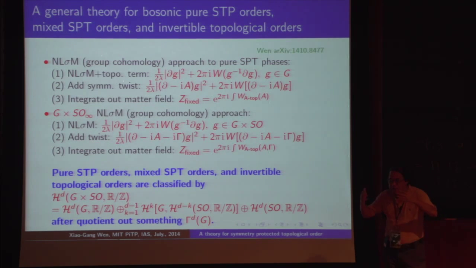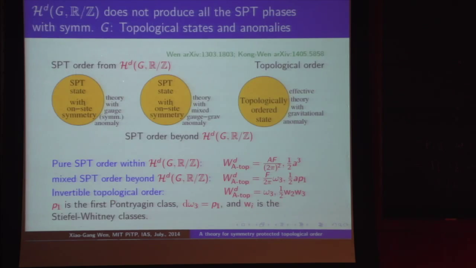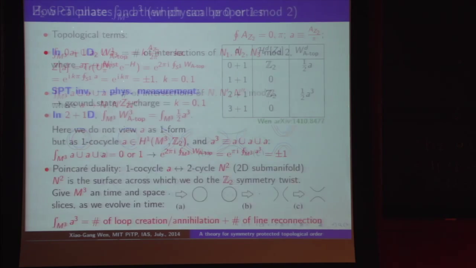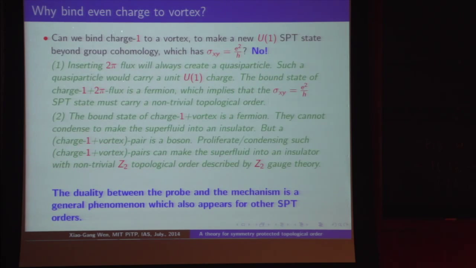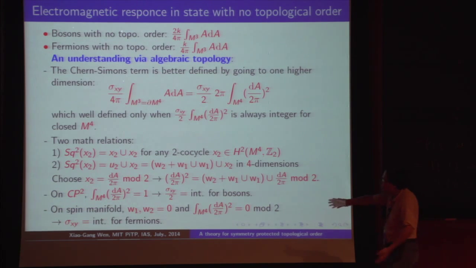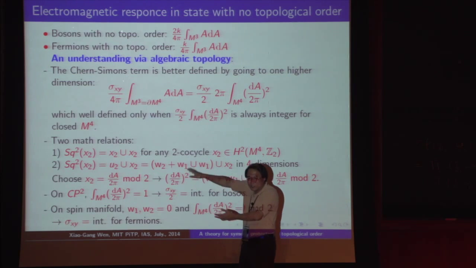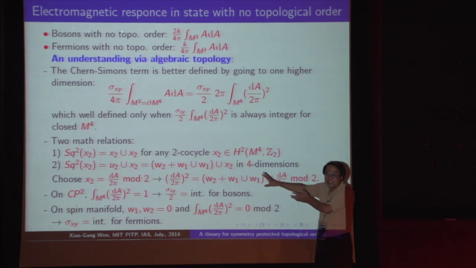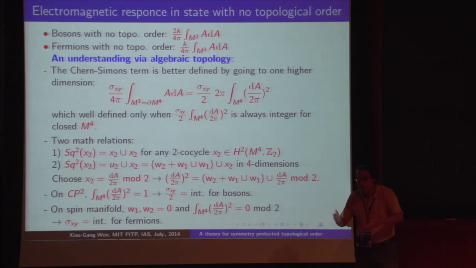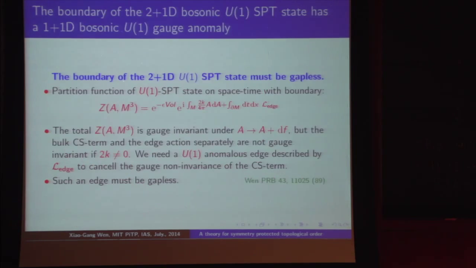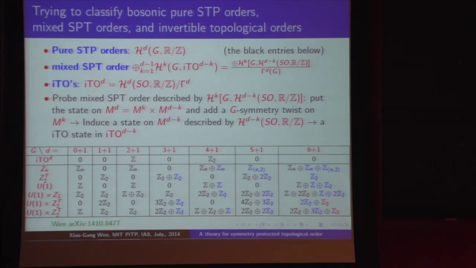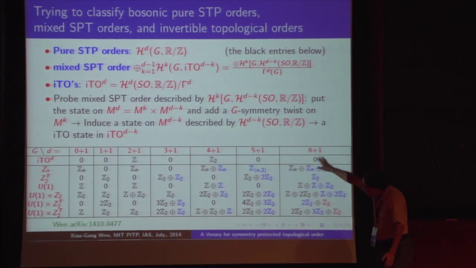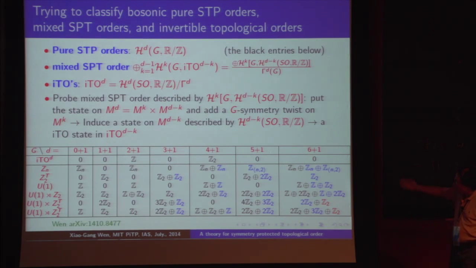This algebraic topological consideration is something like what I just discussed. This Stiefel-Whitney square, this Wu class, is a part of algebraic topology, which tries to determine which can be probed and which cannot be probed. By doing this, we can obtain the table. If you do this, you can get the table, just after the quotient.